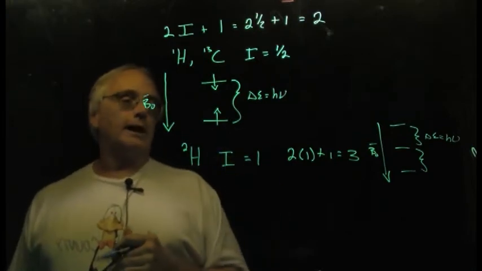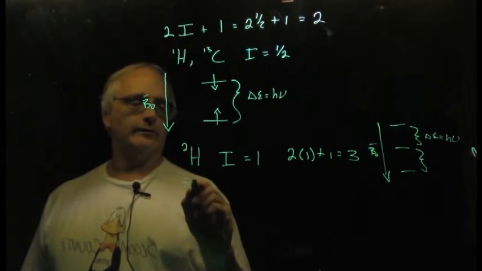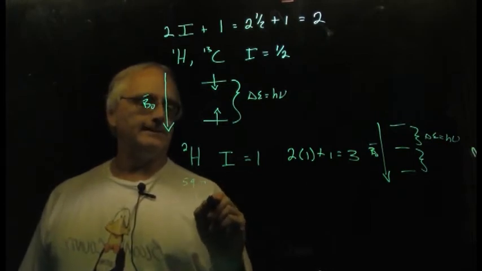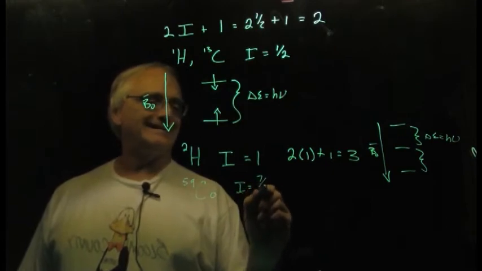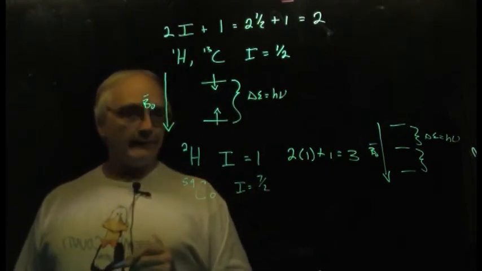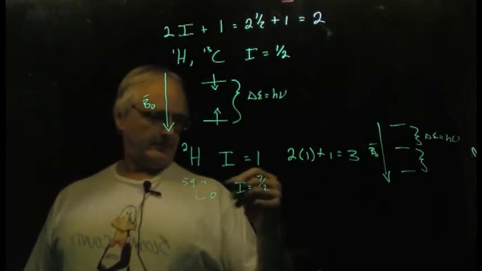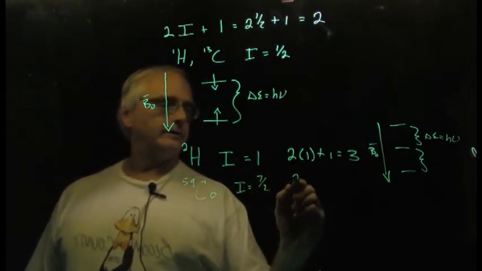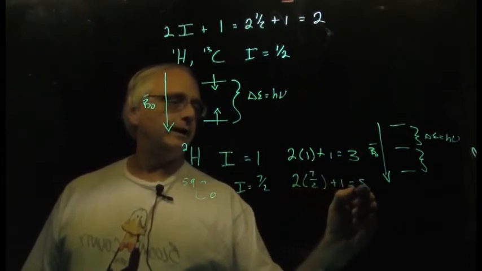There are even more complex nuclei. One of the more interesting ones is cobalt 59. This one, it turns out, has a spin of 7/2. 7 unpaired spins in this nucleus, meaning if you punch it out on this calculation here, 7 halves times 2 is 7, plus 1 equals 8.